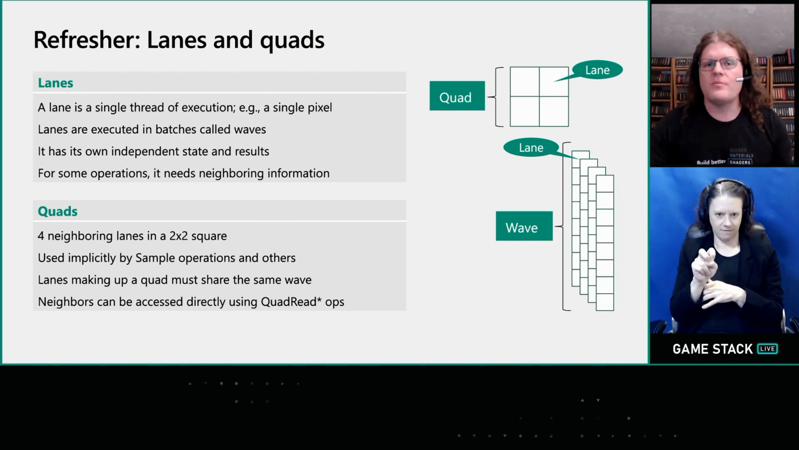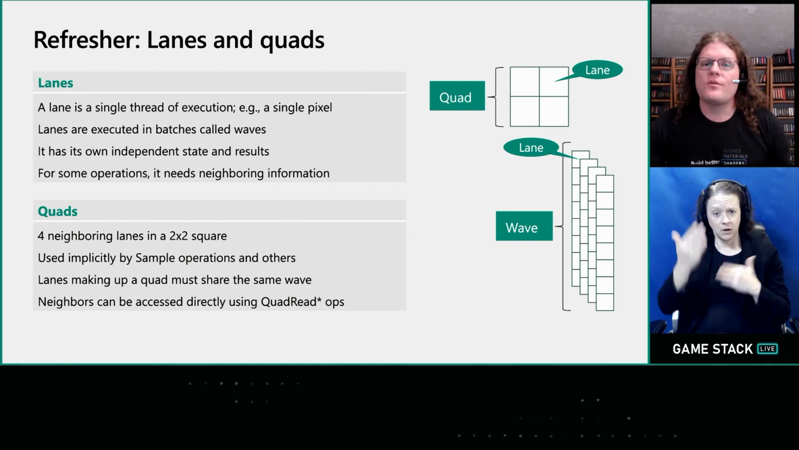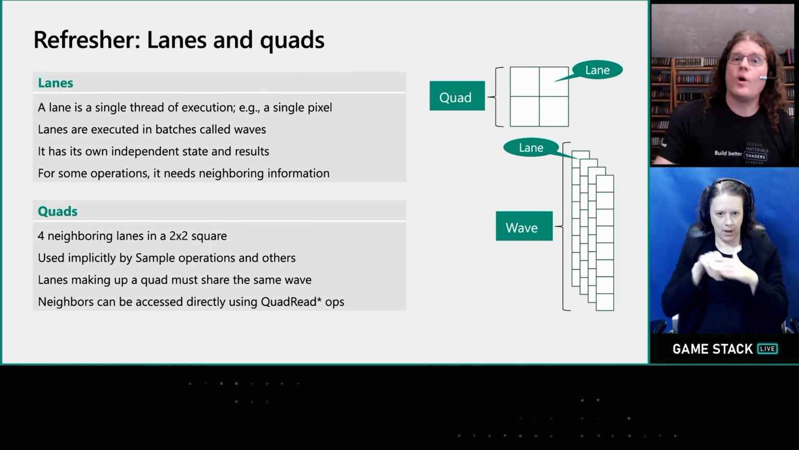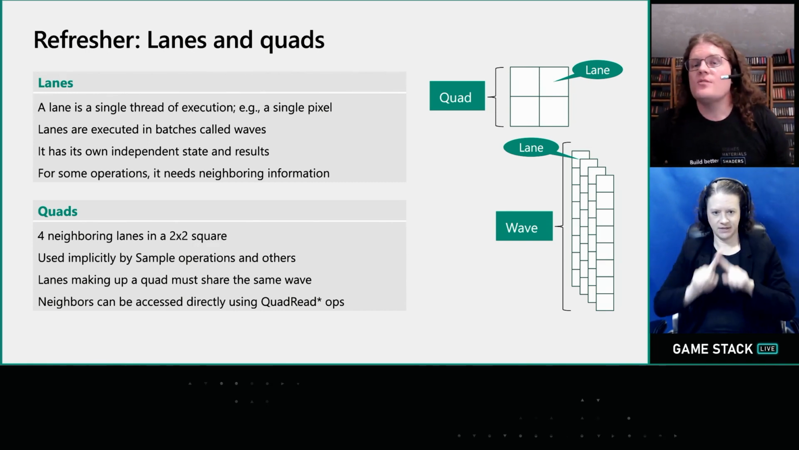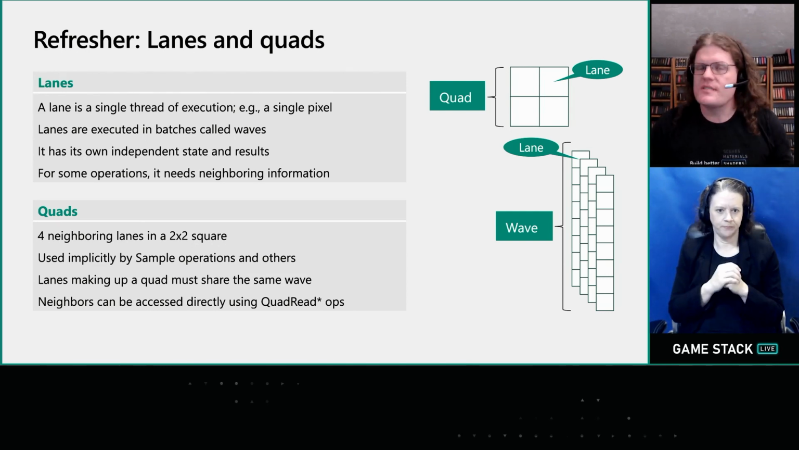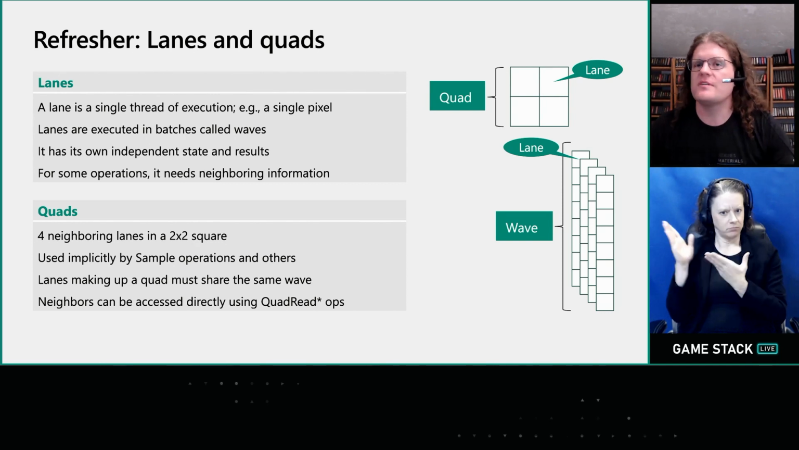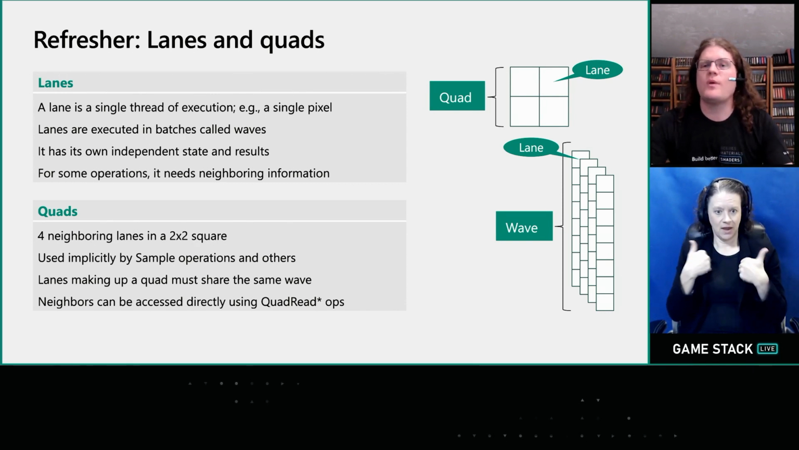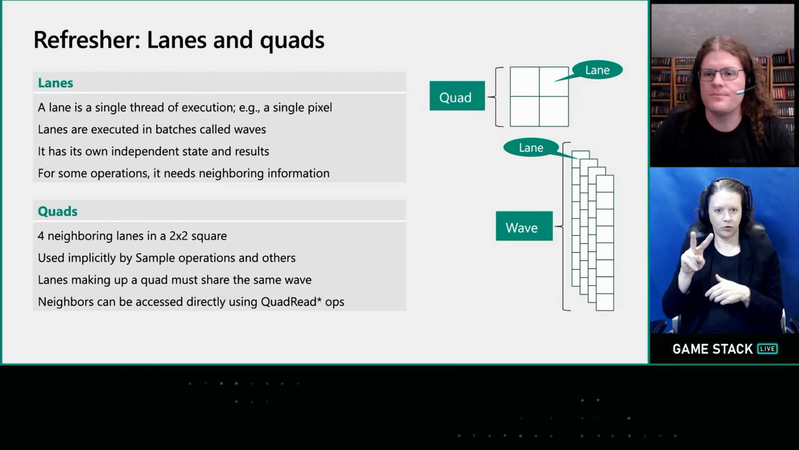Additionally, as some of you are probably aware, you can use the quad read operations to access the variables of your neighboring quad members as you prefer. So we've got a diagram here showing an example of a quad. It's pretty simple, 2x2, and one element of it is a lane. And then we have a hypothetical 32 component wave consisting of a bunch of lanes.